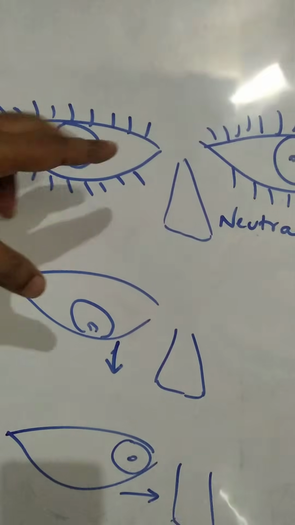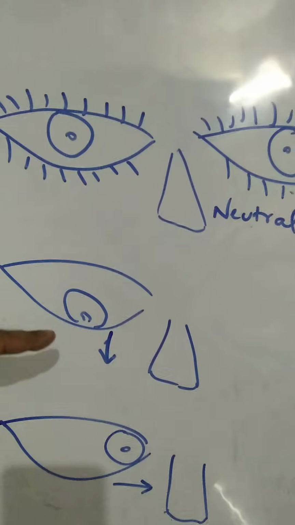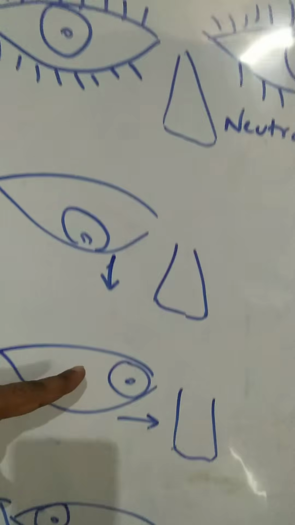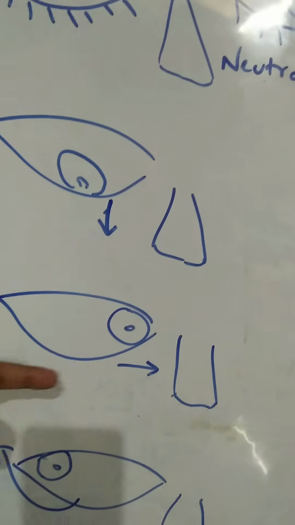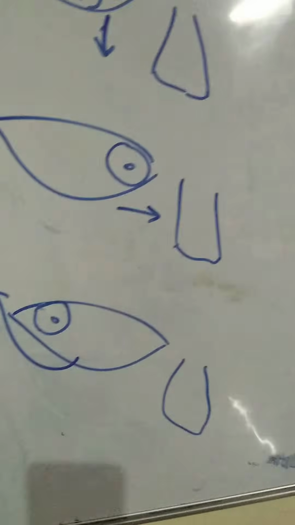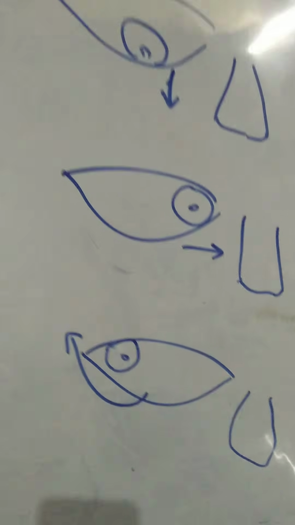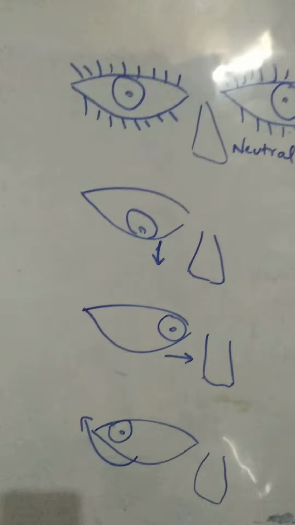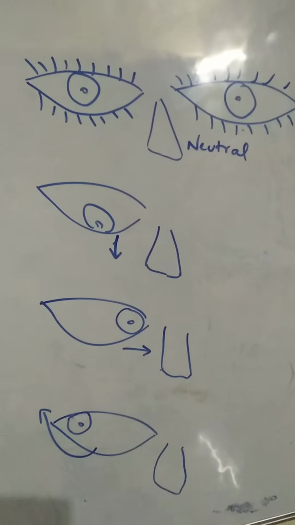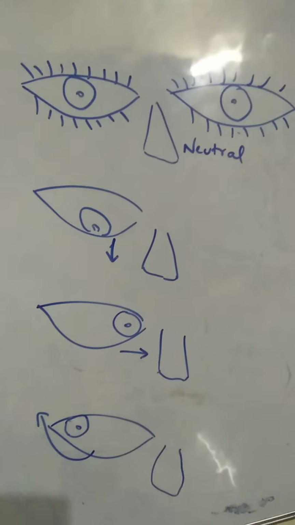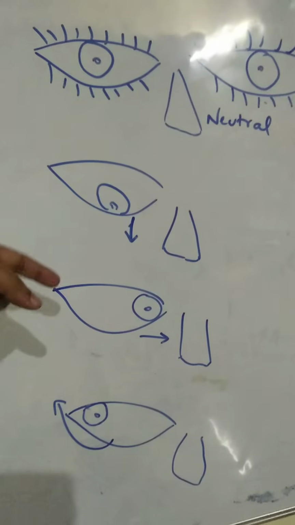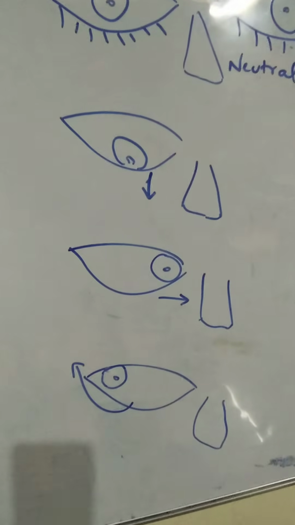So the main action of the inferior rectus is depression of the eyeball, whereas it helps the medial rectus by causing adduction of the eyeball. It helps the inferior oblique by causing extorsion of the eyeball. So those are the additional actions. Overall, the action of the inferior rectus includes depression, adduction and extorsion.